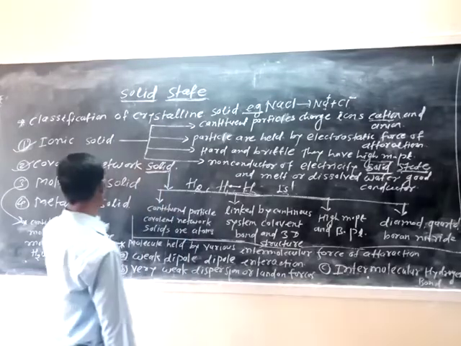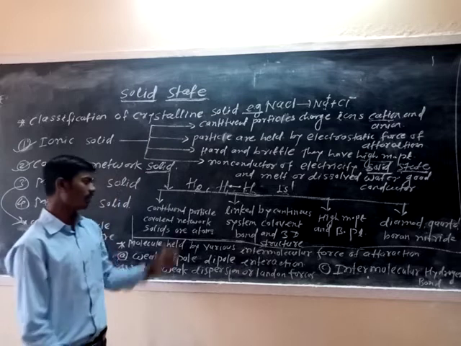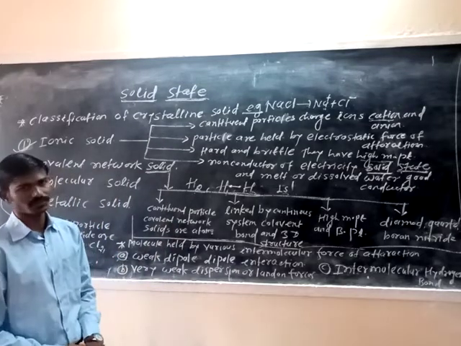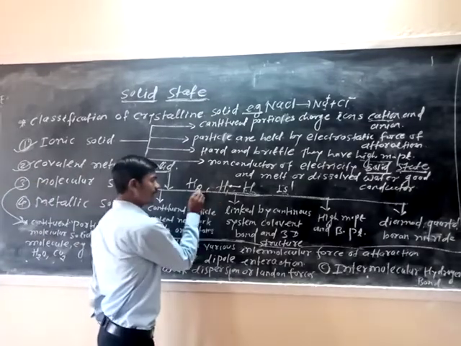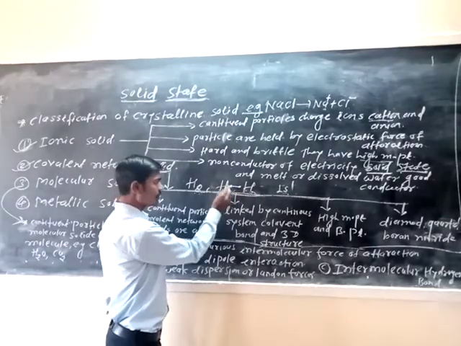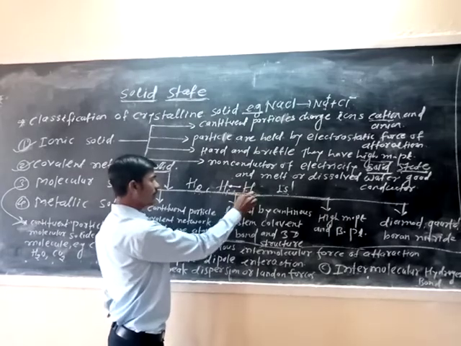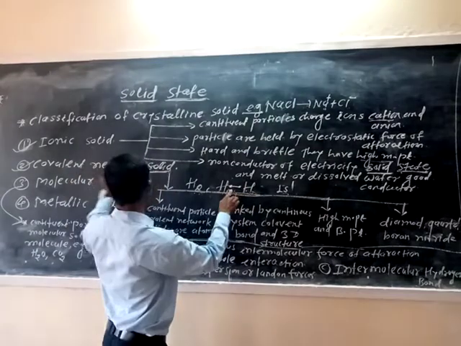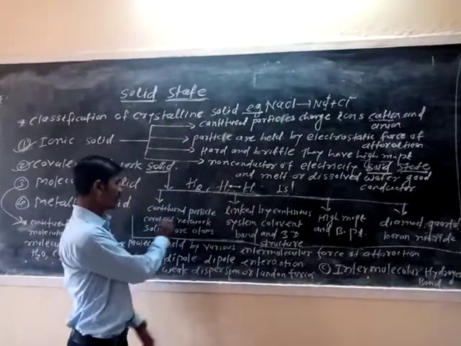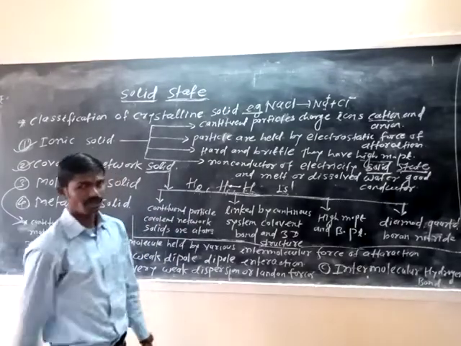And in the covalent network solid, the constituent particles of covalent network solids are atoms. In this example, H2 molecules, there is equal sharing of pairs of electrons between the two atoms, forming the covalent network solid. The constituent particles of the network solid are atoms, here two atoms.